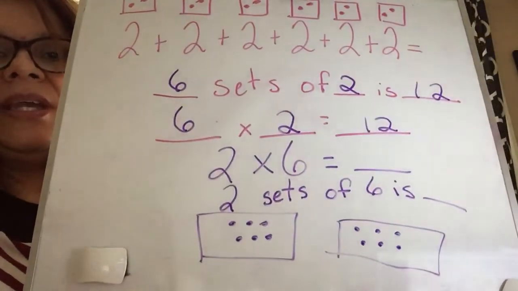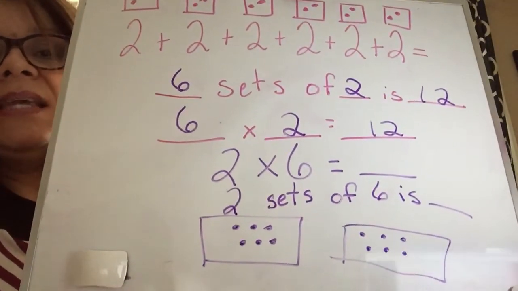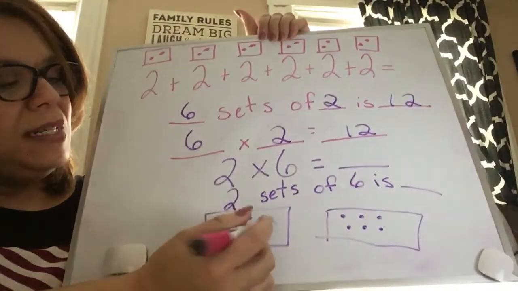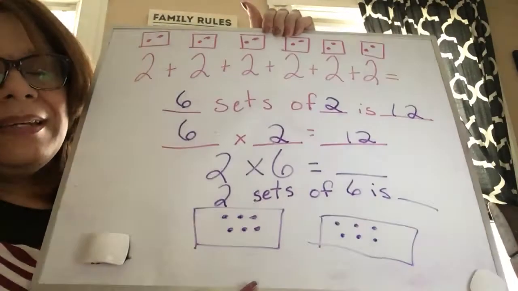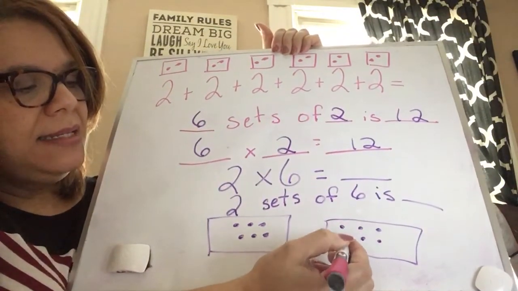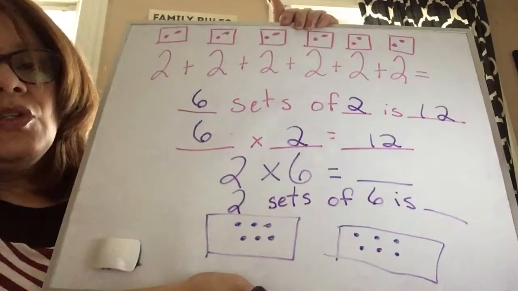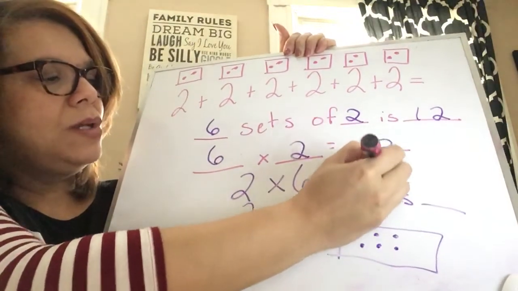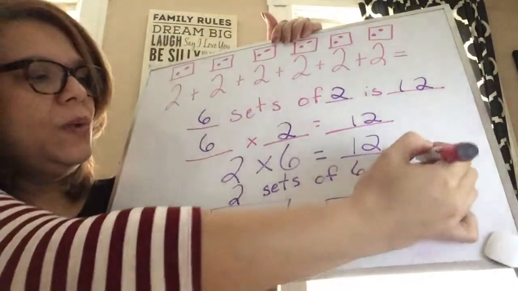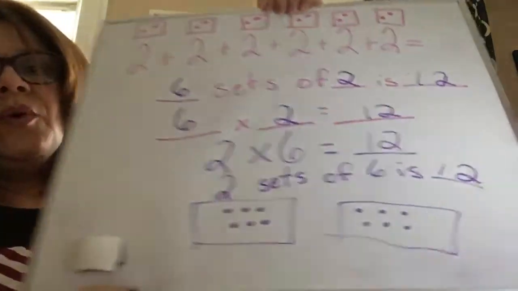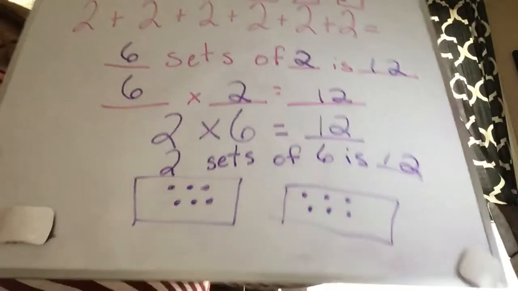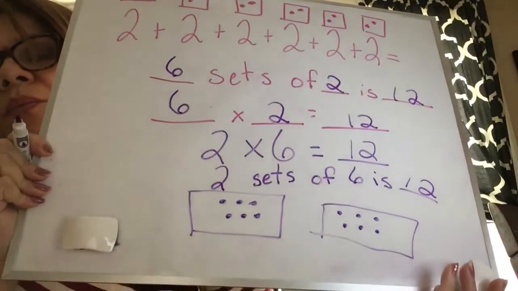Does the product change? Remember, product is the answer. Does the product change? So we have 6, and we could count by 6, and that's a little harder. So we could do 6, 7, 8, 9, 10, 11, 12. So 2 times 6 is also 12. 2 sets of 6 is 12. Boys and girls, this is called the commutative property. Please say it with me. Commutative property.